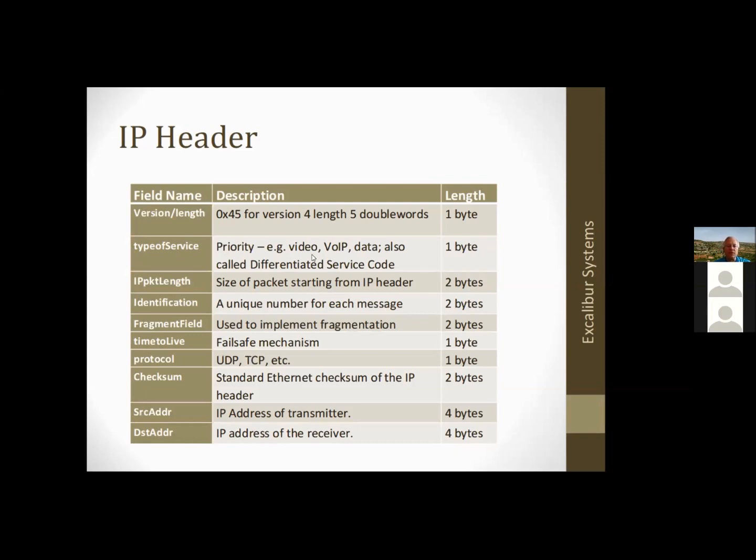Okay, anyway, going to the next field is type of service. Type of service could be what's in the packet, right? Is it a video? Is it voice over IP? Is it data? And the reason that this could be important is because there's this notion of fairness. Now, fairness means, well, I don't know what fairness means, to be honest. It means different things to different people.